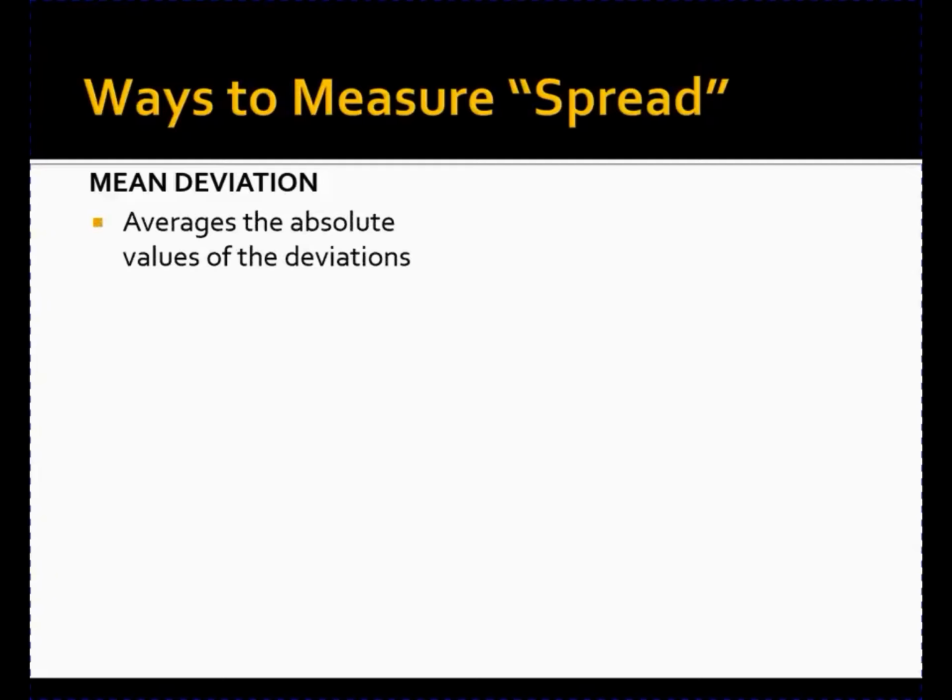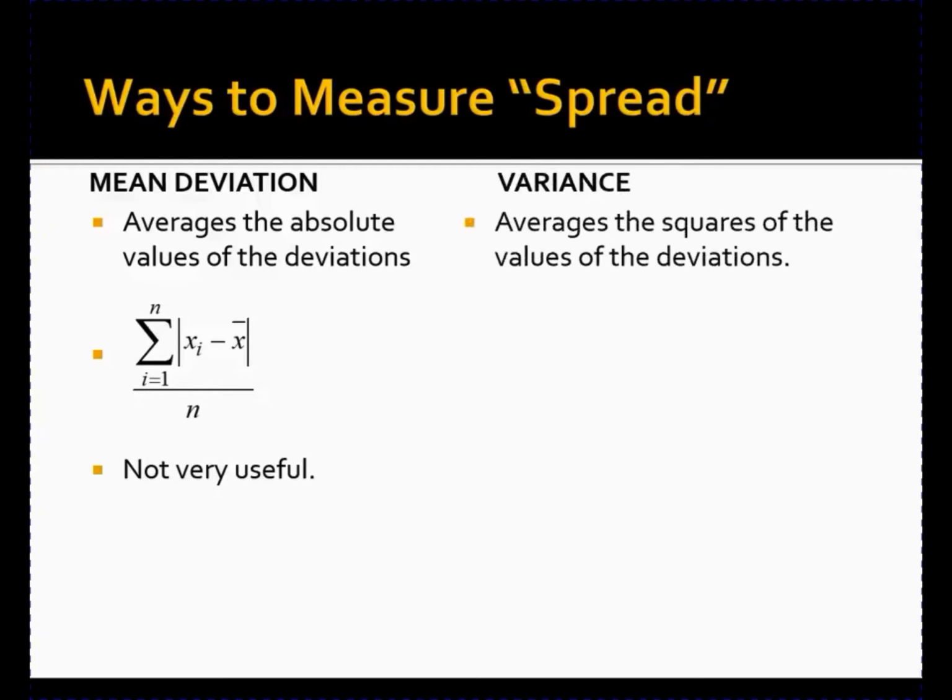So how do we measure the spread? There are a couple of different ways. The first way is the mean deviation: you take the sum of the deviations and divide by how many numbers you had, though the mean deviation is not a very useful thing. Then we have variance, and you see there the definition of variance. It's the average of the squares of the deviations.